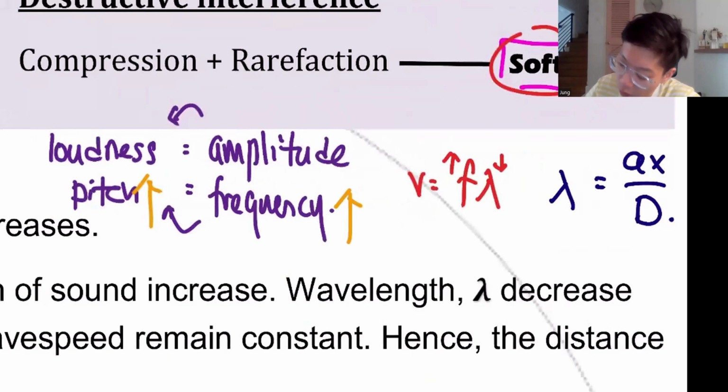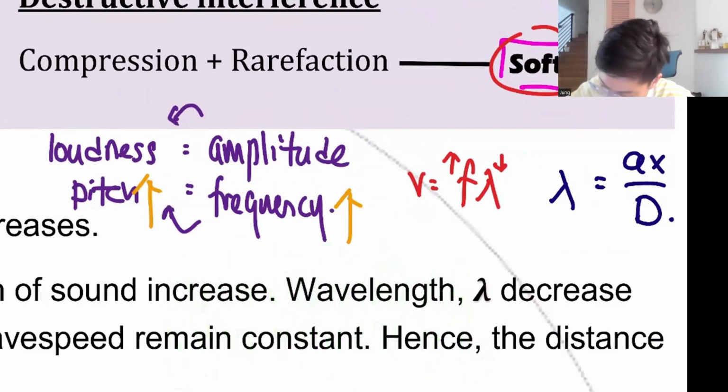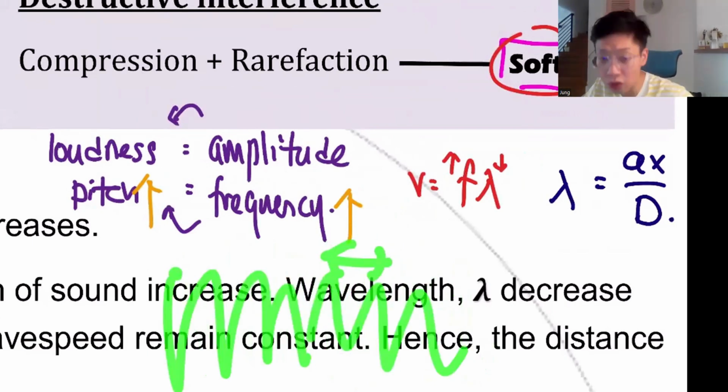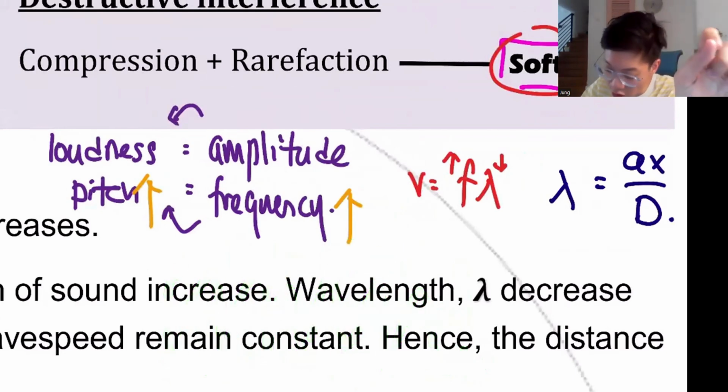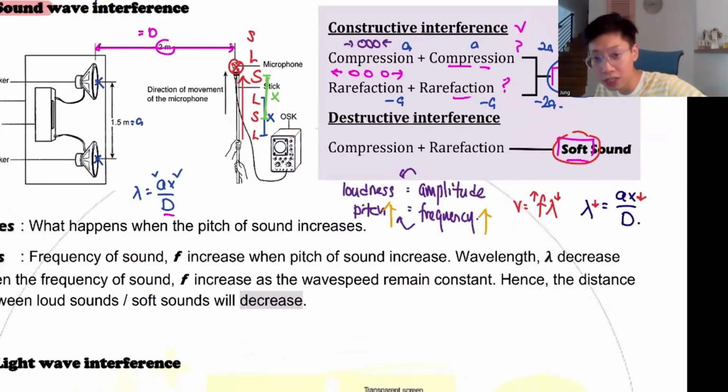What you can think of is when your frequency is higher, your wave is more like this, right? So the distance between your waves, imagine like this, will become shorter. So once your wavelength decreases, it means that your X value will decrease. So basically, you just have to explain this thing.